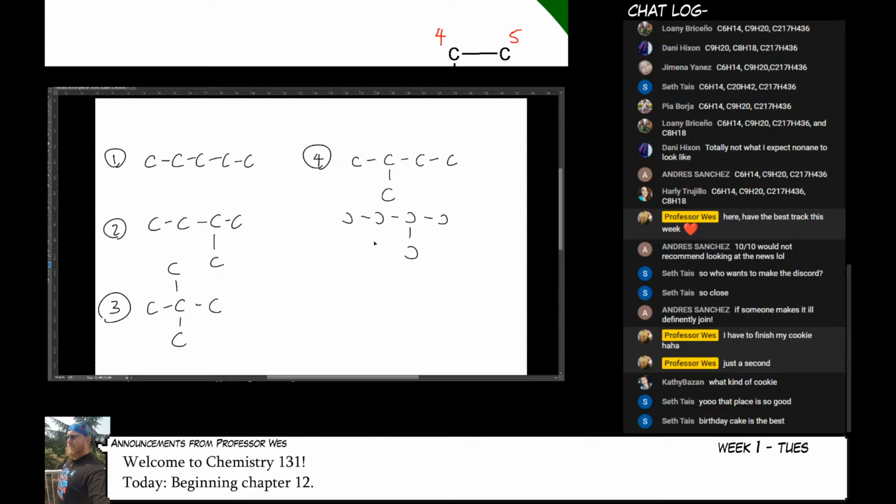So this molecule over here, number 4, can be rotated 180 degrees around this imaginary axis that we'll call it. So if I rotate this 180 degrees, I would get that, which is actually the same thing.